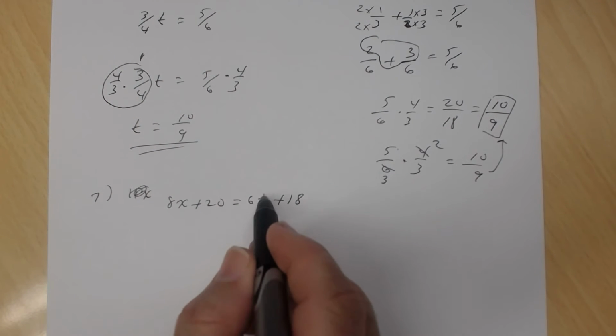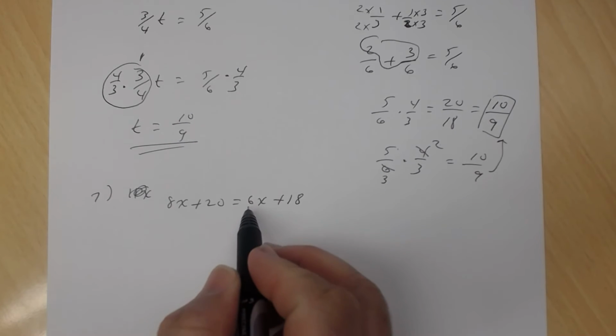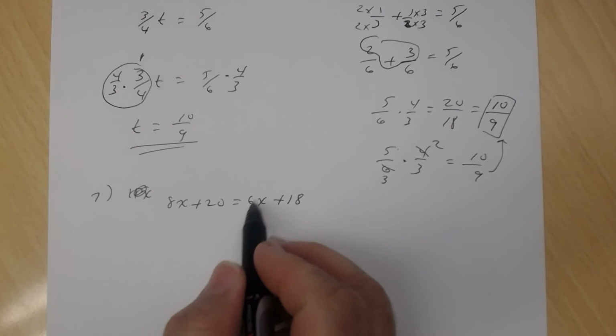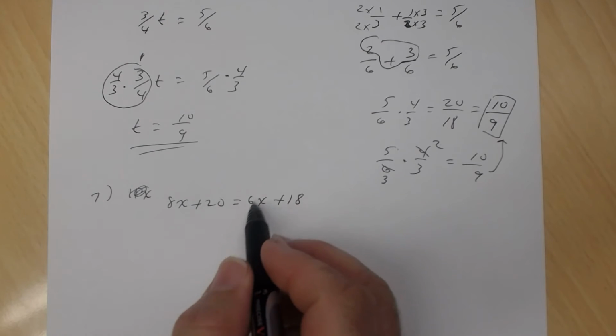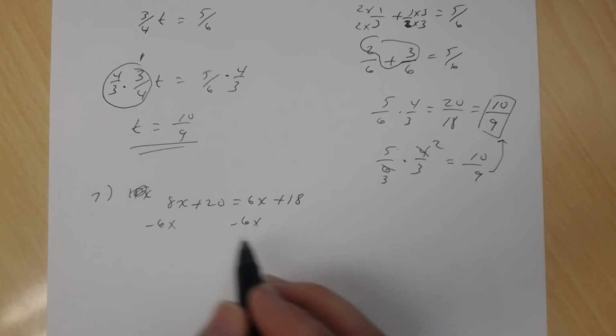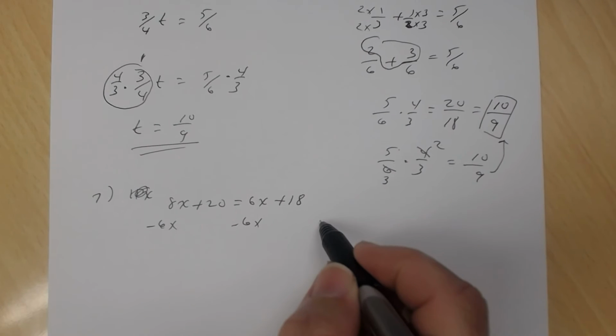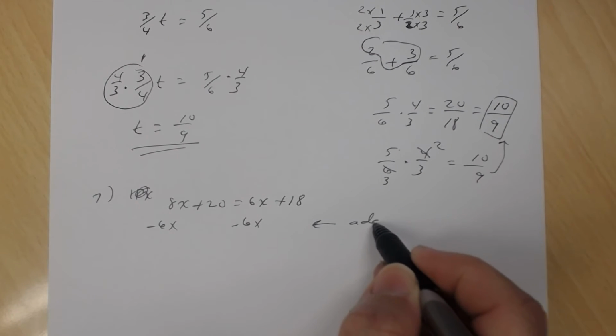I've got to get rid of the 6x. Adding 6x is not going to help me because 6x plus 6x is 12x. I want to add its opposite. The opposite of 6x is negative 6x. I'm going to subtract 6x from both sides. Notice we're aligning our like terms. Remember, what I did here was use the addition property of equality.